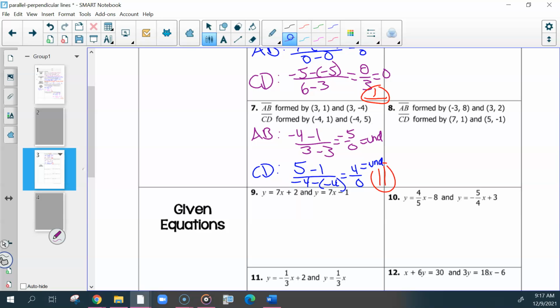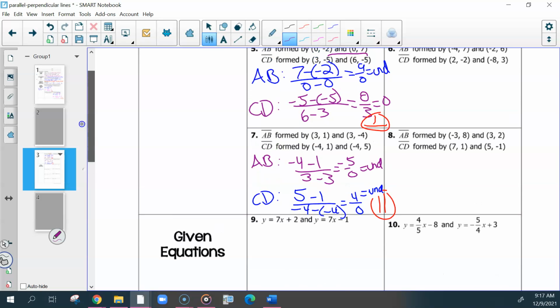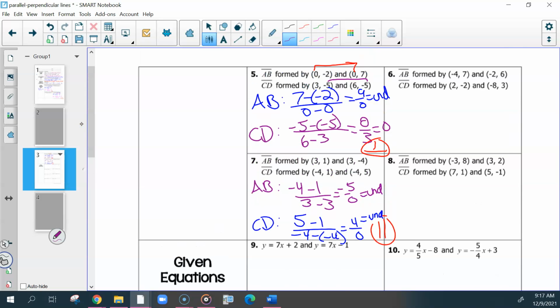Wait, wasn't question 5 perpendicular? Yes. What's the difference? One has a 0 and an undefined. The other one is both undefined. This would also be the case if these were both 0. But if you have one of each, they're perpendicular.